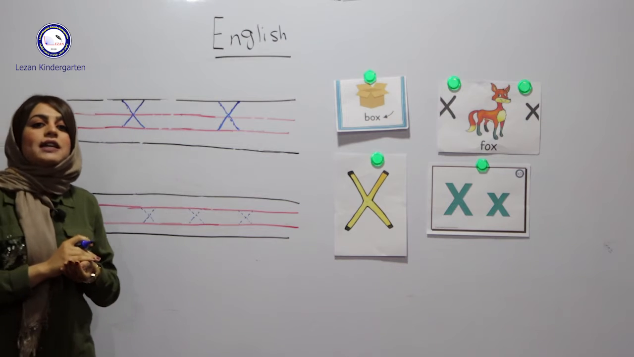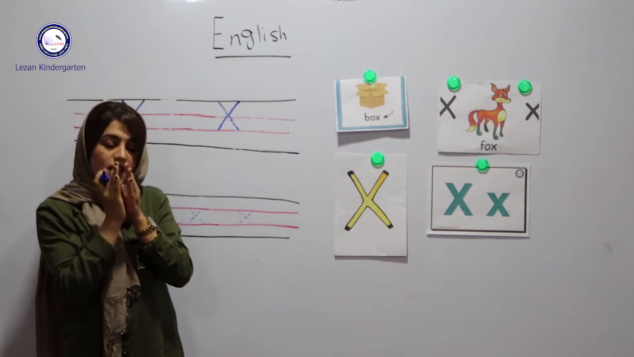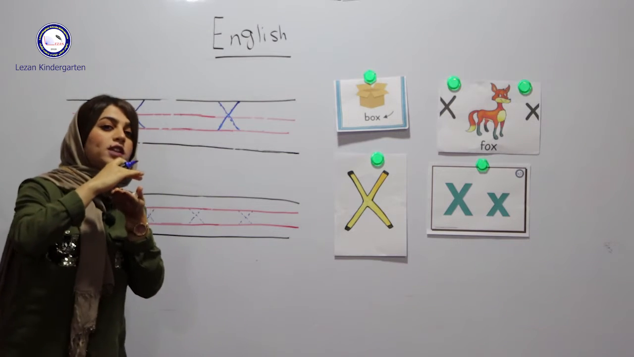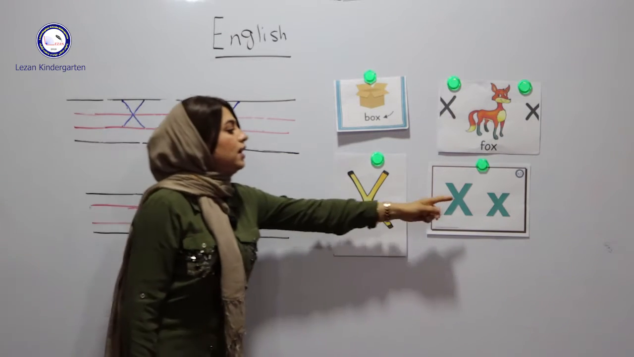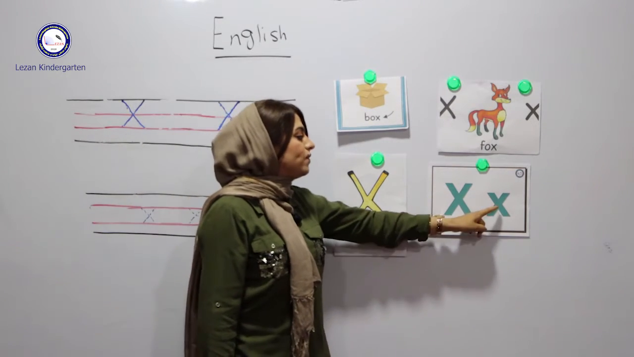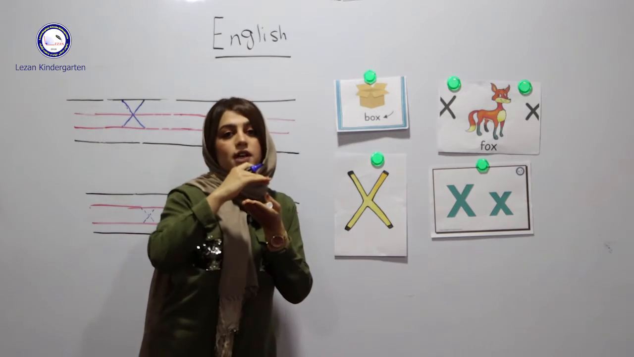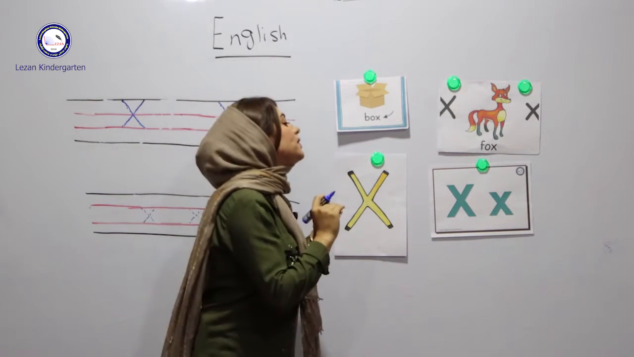Let's see who's friend with capital kiss. Who's friend with capital kiss? Of course, small kiss. Small kiss. Okay, let's see. Who's friend with capital kiss? Small kiss.